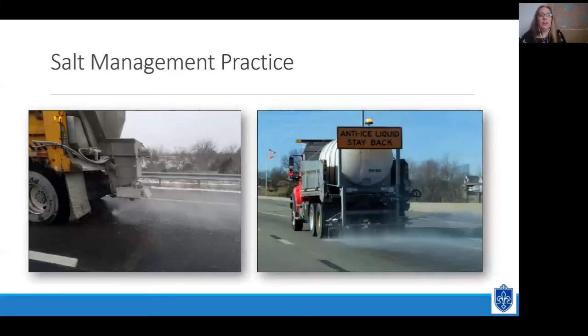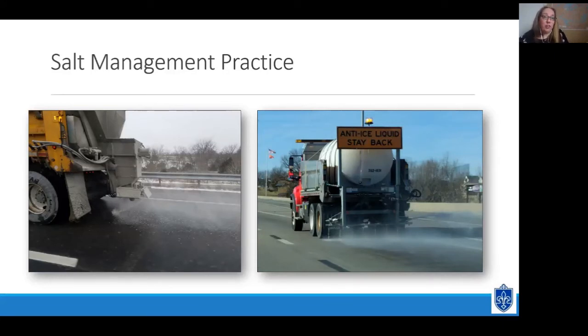So what is brine? Brine is salt water, and so the practice of brining involves taking the same solid rock salt that's normally spread on the roads and dissolving it in water to create a 23% solution and spraying it on the road before the storm.